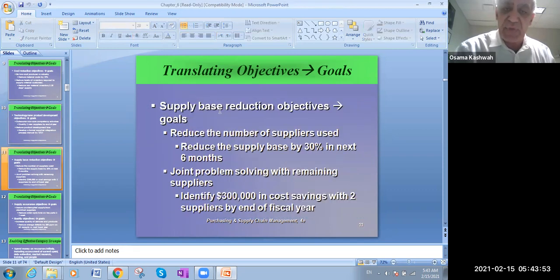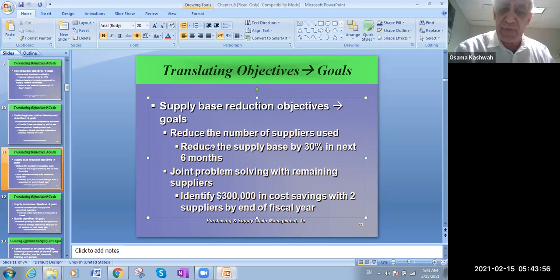Translating objectives, the goals, supply-based reduction objectives: reduce the number of suppliers also. If I can, I will reduce the number of suppliers and join problem solving with the remaining suppliers. And I will try to find any way with the suppliers to reduce the cost. Instead of him supplying me this part, this input, for $10, I will try to negotiate to make it $8. Try to lowball, in other words, try to reduce the costs, whatever I can.